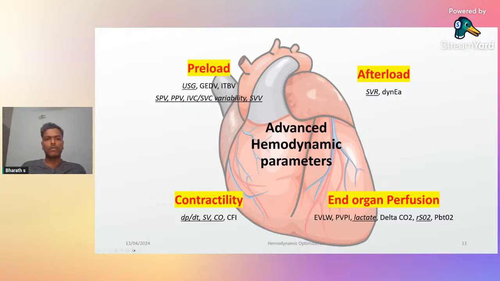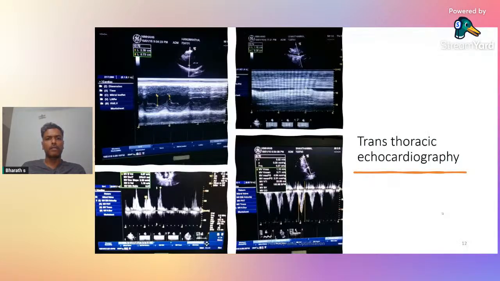The commonly used end organ perfusion markers at bedside are lactate levels in the blood to say the perfusion has been good. The other ones are the extravascular lung water, the delta CO2, the regional saturation of oxygen, and in cases where there is a parenchymal probe, we can look at tissue oxygenation of the brain too. So these are the various things we can do at bedside in order to optimize the hemodynamics.